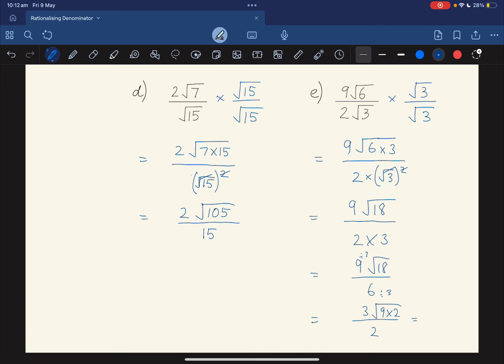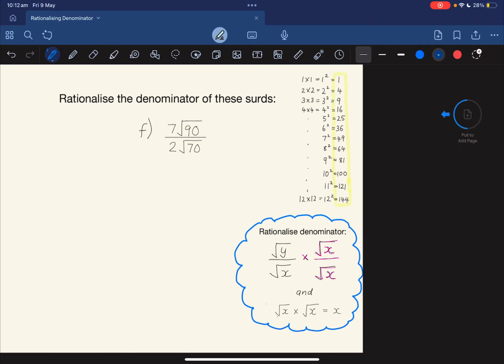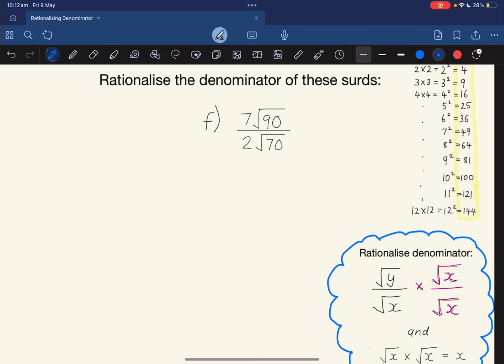And what have we got? 3 times, because root 9 is 3. So slightly more complicated, but not really. Oh, why am I going up this way? 3 times 3 is 9, simplifying on that numerator. That's as simple as we can get it. You will be happy to know that this is the last one.